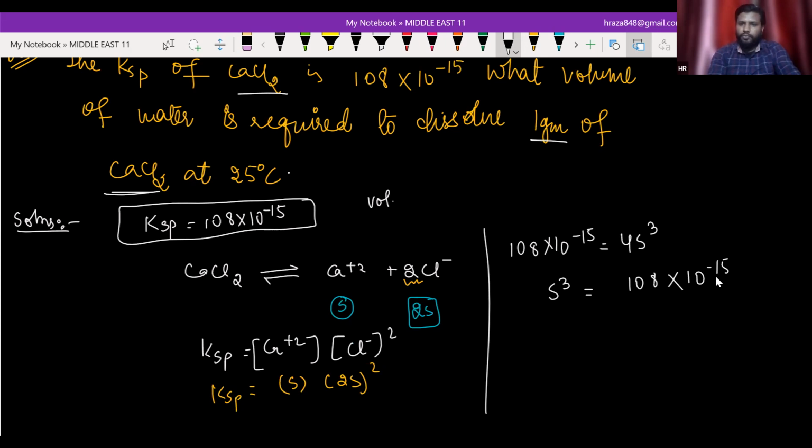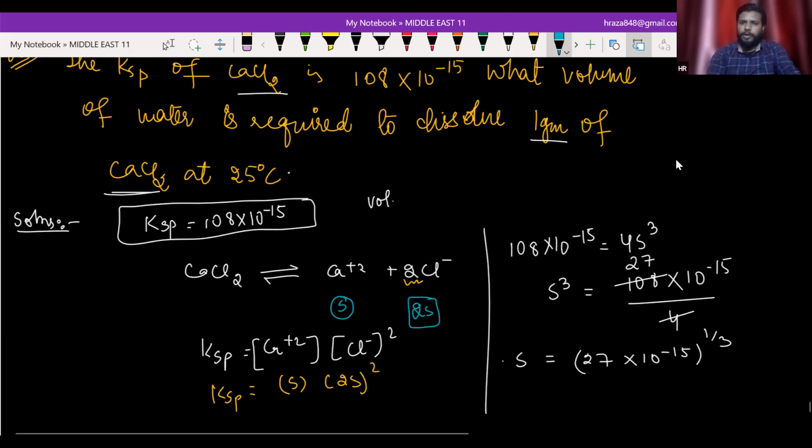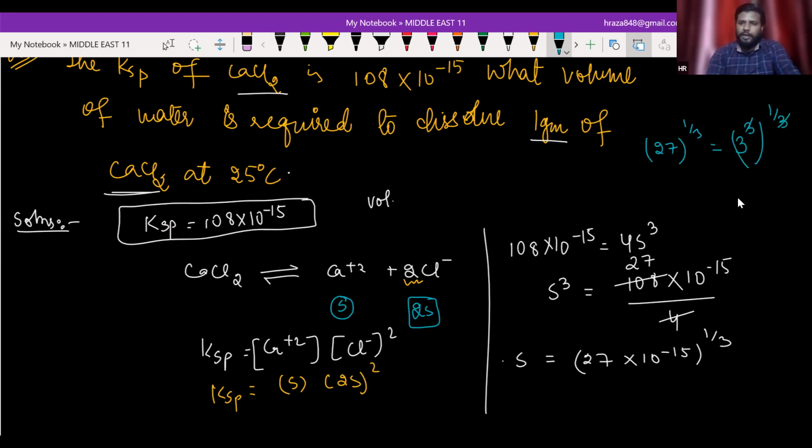You will get the value of S cubed equal to 108 into 10 raised to the power minus 15 divided by 4. You can cancel it: 4 twos are 8, and 4 sevens are 28. So S equals 27 into 10 raised to the power minus 15, all to the power 1 by 3. You studied exponents and powers in class 7th or 8th. We can write 27 as 3 raised to the power 3, so 3 raised to the power 3 to the power 1 by 3, and the 3 and 3 cancel. The cube root of 27 is 3. And 10 raised to the power minus 15 to the power 1 by 3 gives 10 raised to the power minus 5. So we got the value of the solubility.